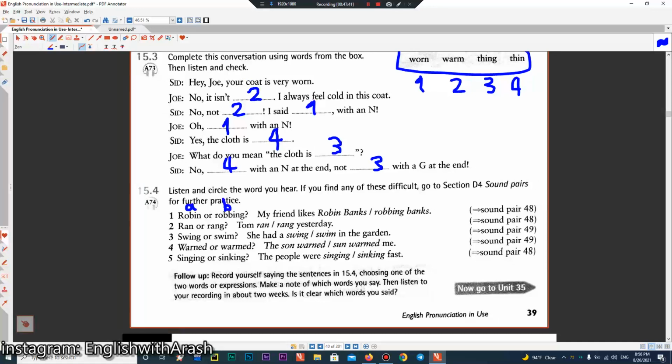The first one is Robin, easy, Robin. But the second one is robbing. You have to stop the air back in your mouth. Robbing. Like talking goes back. So let's listen.